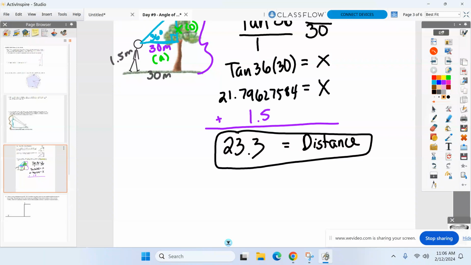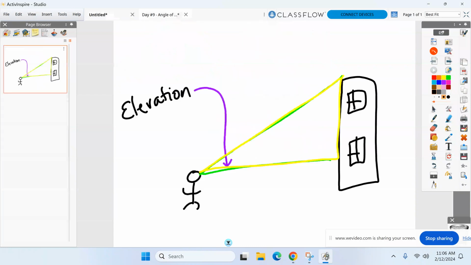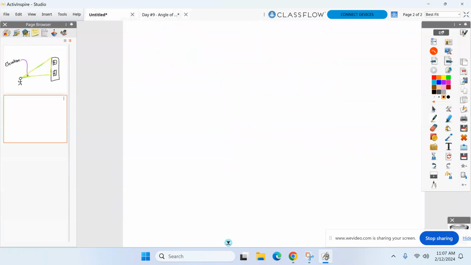Angle of elevation. We good? Looking up with your horizontal line of sight. All right, let's flip spots now. The second term I need to go over with you is called angle of depression. Angle of depression. Now, you're on top of something, a building, a tree, a ladder, a cliff.